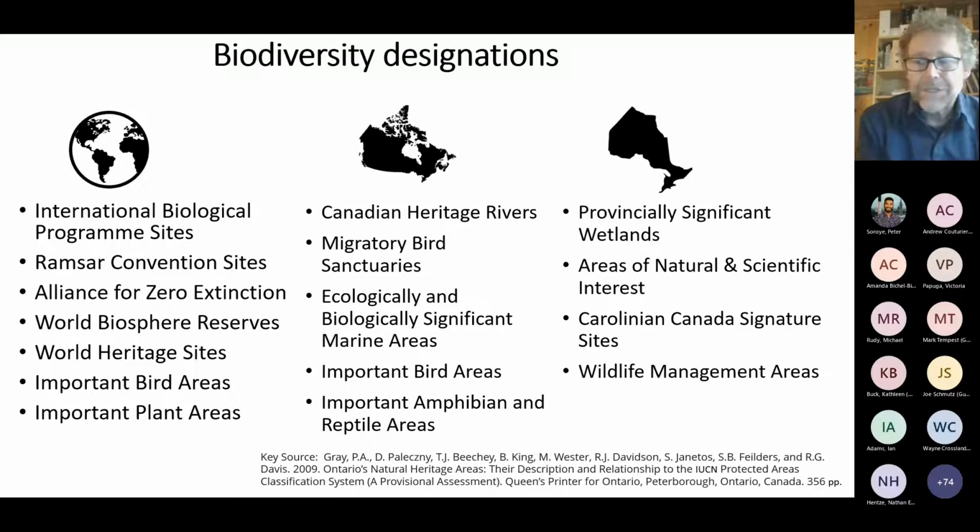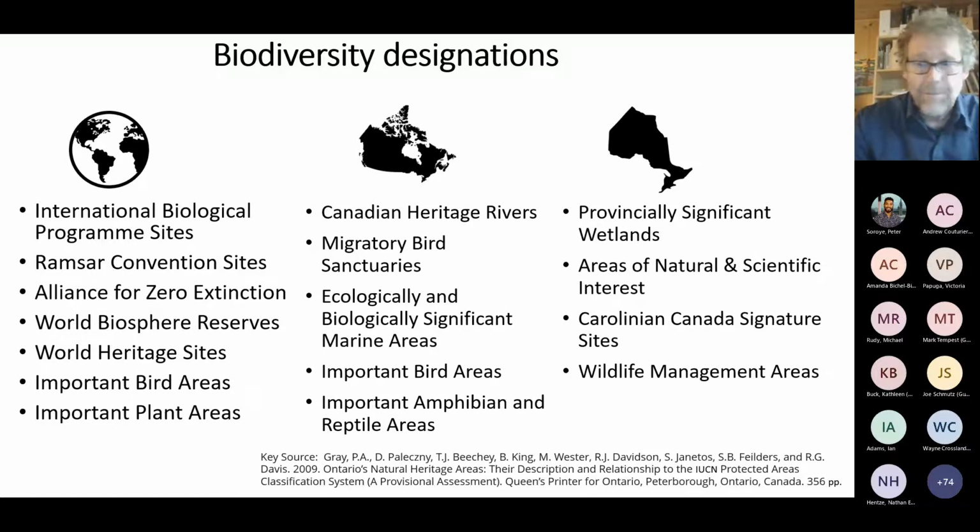And many are provincial or even regional, like the Brookville Swamp Provincially Significant Wetland that's at the back of my property in Halton Region in the traditional lands of the Mississauga of the Credit. The biodiversity conservation designations are a more recent concept than protected areas. The first international biological program sites weren't identified in Canada until the late 1960s, and we didn't have a Ramsar wetland site of international importance until 1981.